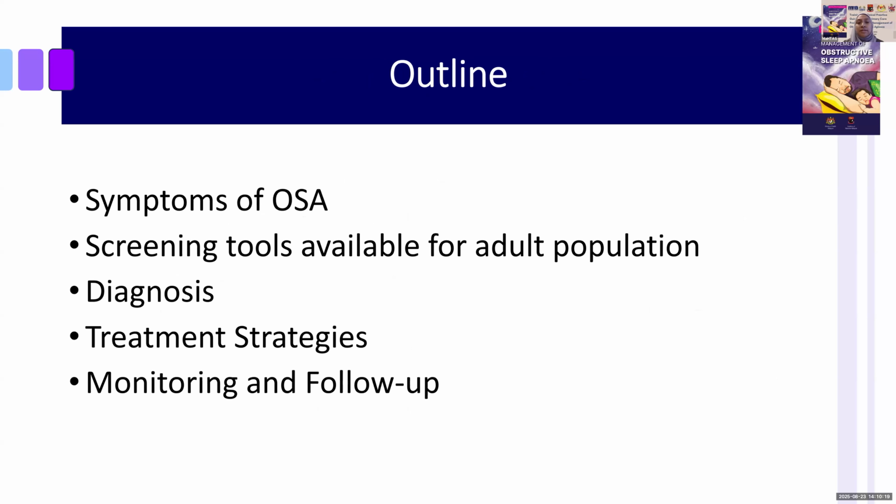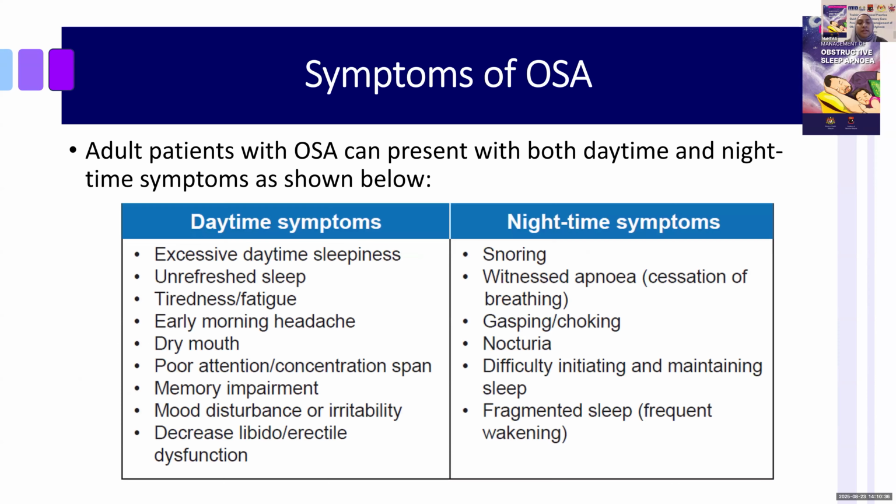The general outline of this topic this afternoon is to identify the symptoms of OSA, screening tools available for the adult population, diagnosis, treatment, and monitoring and follow-up. Firstly, I would like to start with symptoms of OSA. Adult patients with OSA can present with both daytime and nighttime symptoms as shown below.